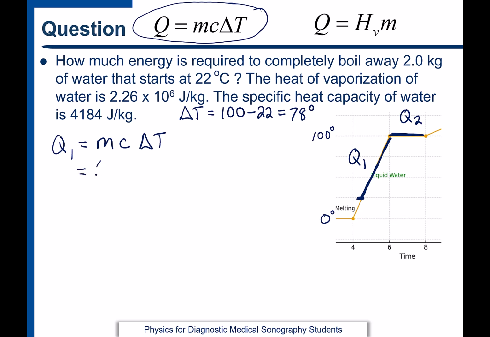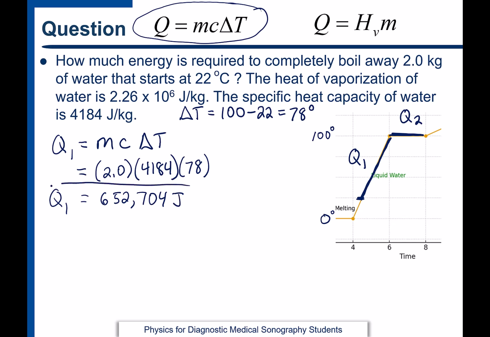The mass is again 2 kilograms. The specific heat capacity of water is 4,184. And the delta T we're putting in, as we just figured out, is 78 degrees. If you calculate that, what you should get is that Q1 is equal to 652,704 joules. So that's the amount of energy it takes just to warm the water up from 22 degrees Celsius to 100 degrees Celsius.